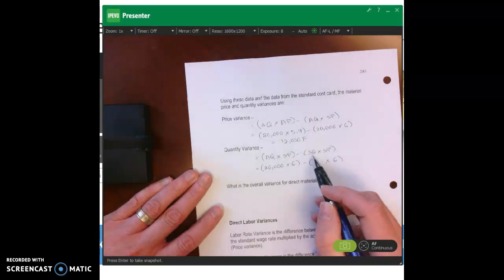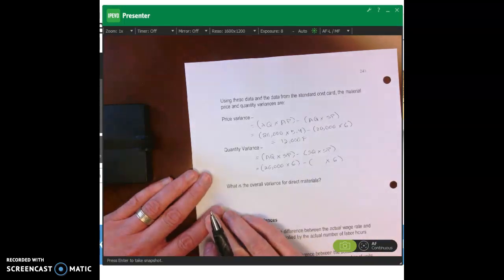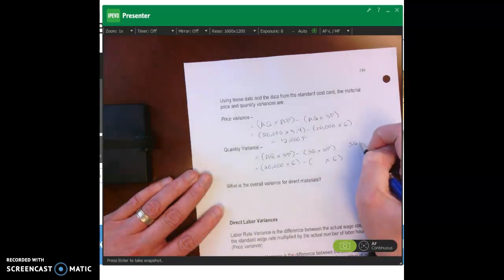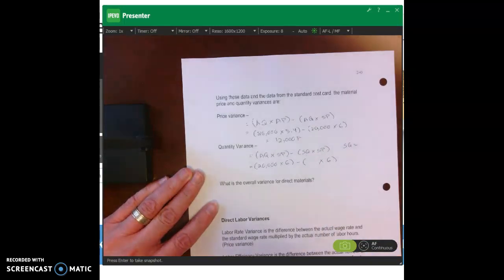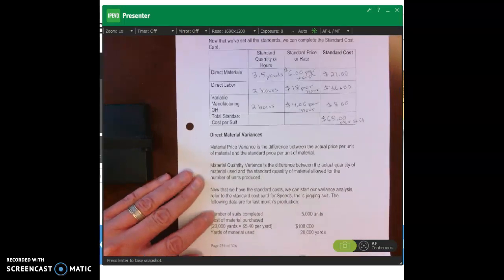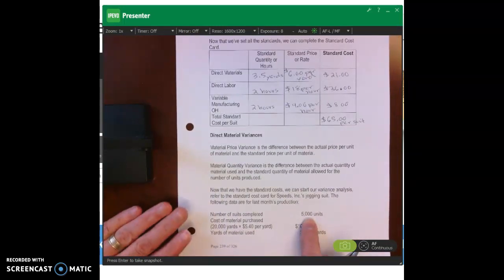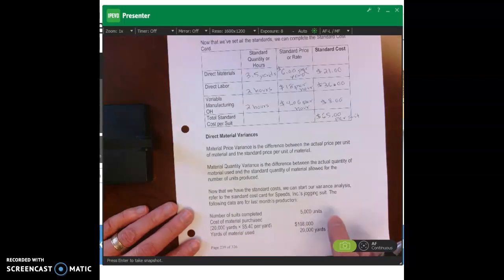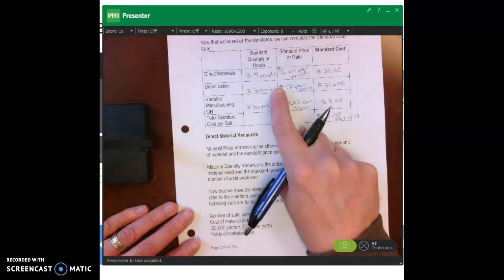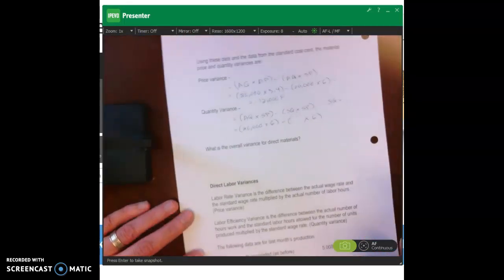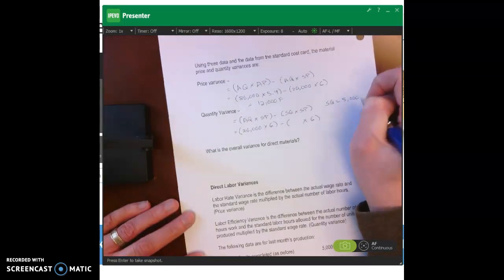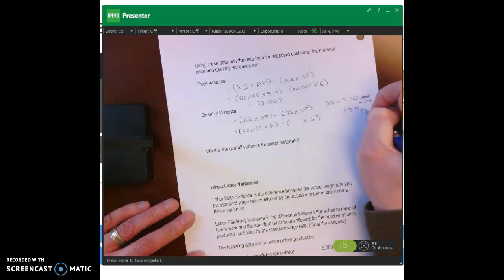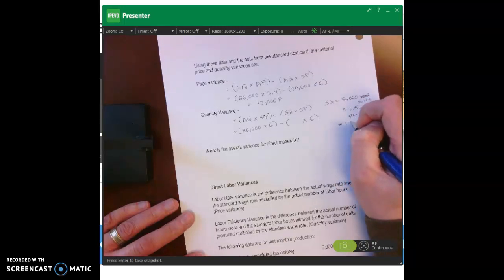Now, how do I figure out my standard quantity? Because I'm not told what my standard quantity is. But there's a way that I can figure it out. I'm going to have to do a calculation to do that. So I'm going to write over here standard quantity, and I'm going to go through and calculate it out. What I had is I made 5,000 suits. It says that right over here. And then if we look back up here at the cost card, we should use 3.5 yards of material for each suit. So I can multiply my 5,000 suits times 3.5 yards per suit, and that would equal my 17,500.